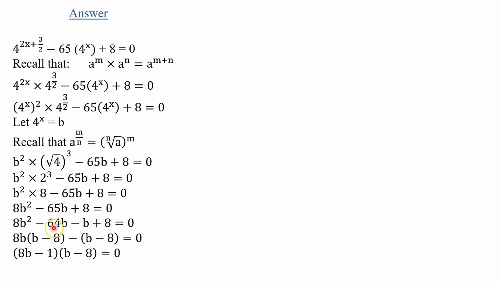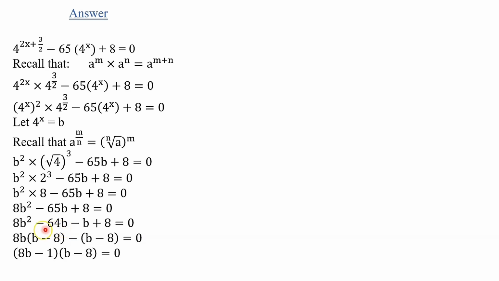Then you use the factorization method to factorize. Here you have 8b squared. What is common in 8b squared and 64b is 8b, because 8 can be found in 64 and b can be found in 64b. Also 8 can be found in 8 and b can be found in 8b squared. Therefore, we factorize 8b out. 8b squared divided by 8b.